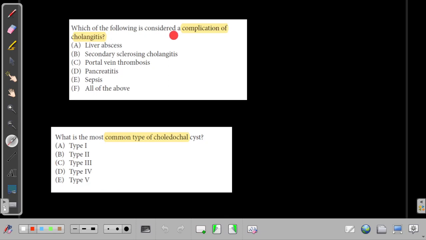Which of the following is considered a complication of cholangitis? Liver abscess, secondary sclerosing cholangitis, portal vein thrombosis, pancreatitis, sepsis, all of the above. Go for all of the above. What is the most common type of choledochal cyst? Go for type 1.